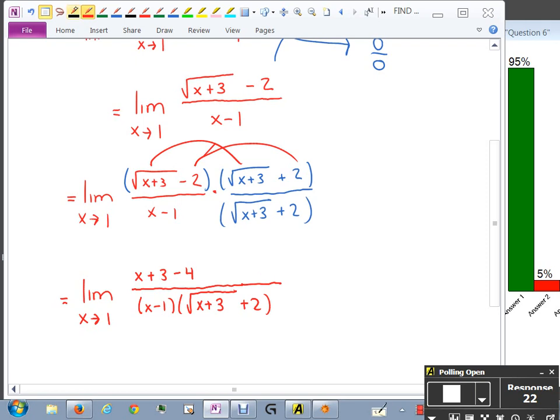And what do you know? The top is x minus 1, isn't it? This up here is x minus 1. And the x minus 1 over x minus 1 will cancel.